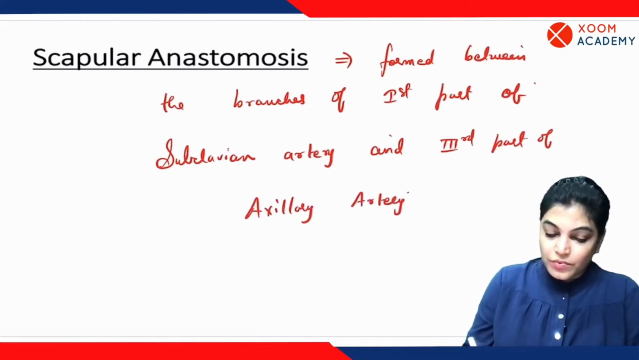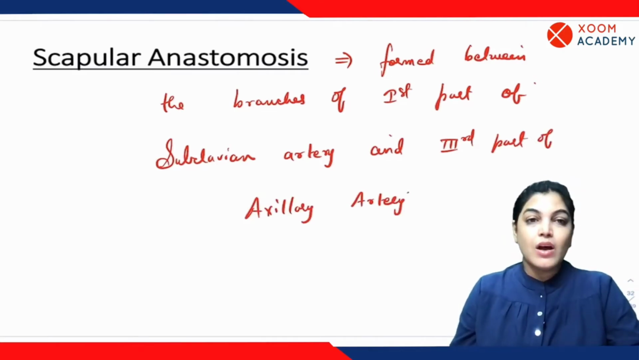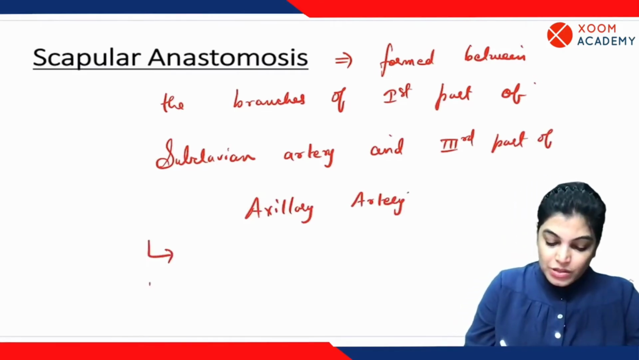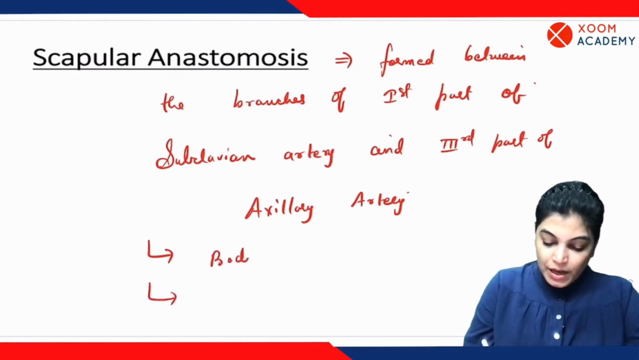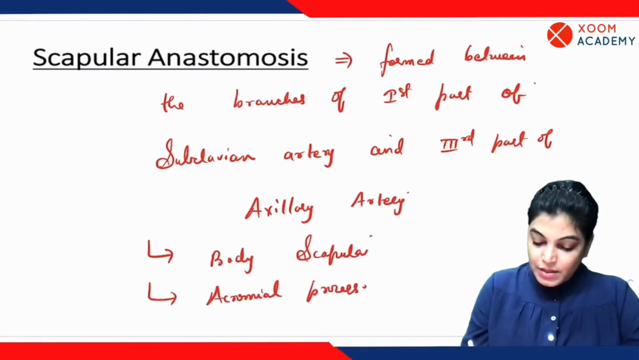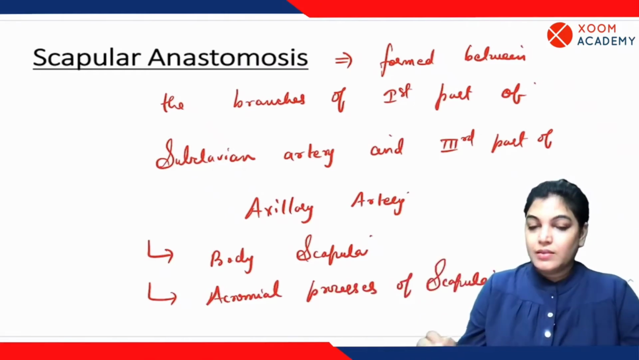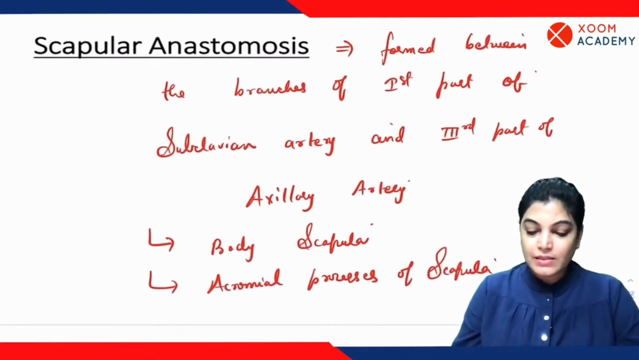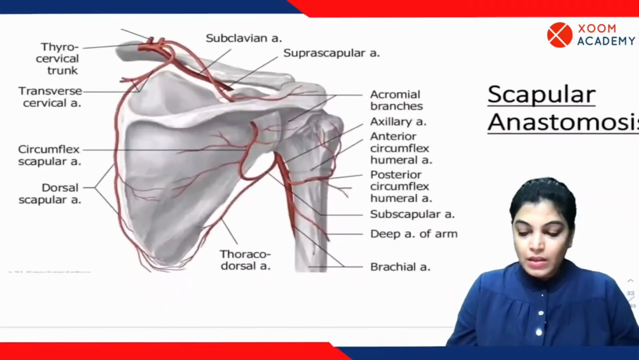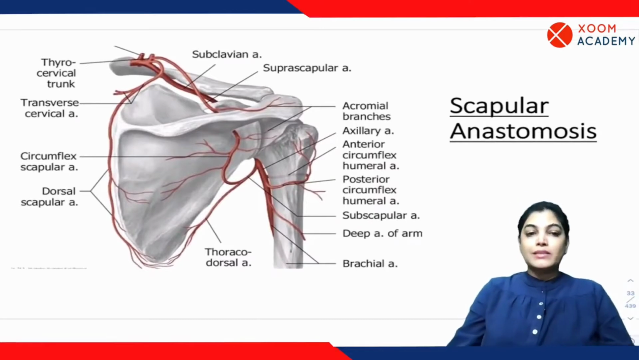At two locations this scapular anastomosis takes place. What are the two locations? The two locations are the body of scapula and the acromial process of scapula. Okay, done with this? Now, I would like to explain first, and after that I will write it for you, don't worry.